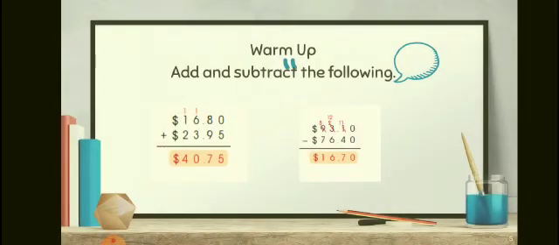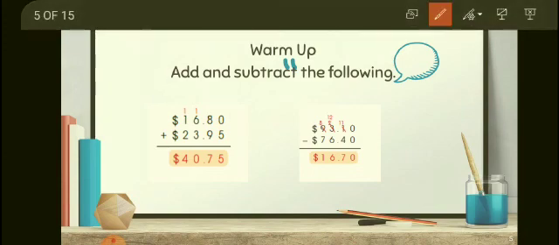Let's have a warm-up activity from the previous lecture. Add and subtract the following. So as we did before, when we add two amounts with decimals, 0 plus 5 equals 5, 8 plus 8 is 16, plus 1 is 17, 1 carry, 6 plus 3 is 9, plus 1 is 10, 0 here, 1 carry, and 2 plus 2 is 4.